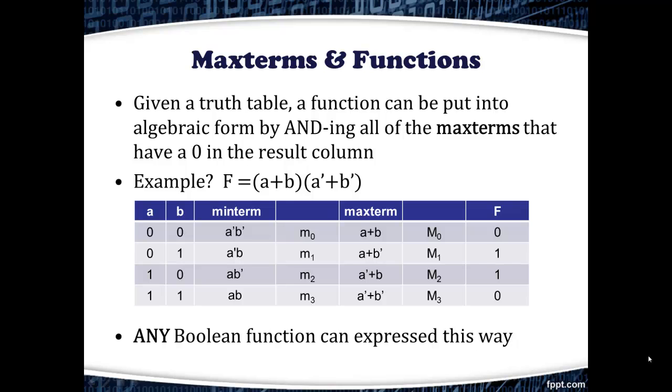Similarly, given a truth table, a function can be put into algebraic form by ANDing all of the max terms that have a 0 in the result column. In the example you see here, we see that by taking the max terms M sub 0 and M sub 3 and ANDing them together, we arrive at the function definition in product of sums form. It's important to remember that any Boolean function can be expressed in this way.